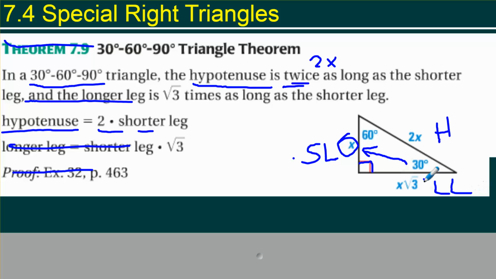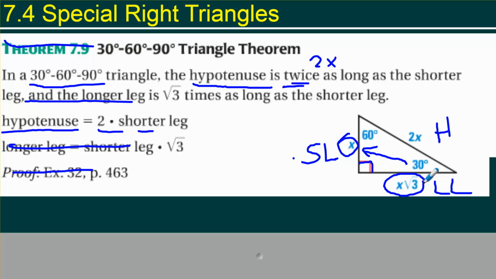The tricky one is the one with the radical 3. If we know the length of the short leg, we can just multiply it by the square root of 3 to get the length of the long leg. We can even use the hypotenuse. If we know the hypotenuse, we can cut it in half and multiply that by the square root of 3. That's a quick summary of the special right triangles.